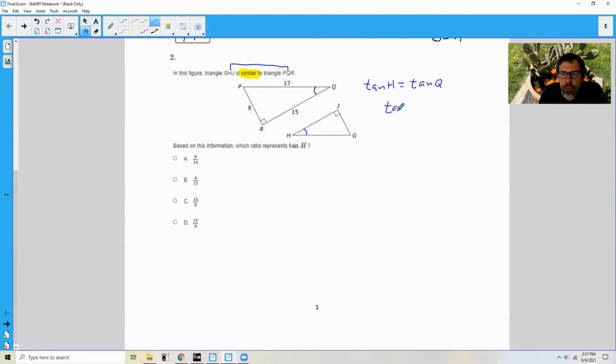The tangent of q is opposite over adjacent. So the tan of q is opposite 8. This is opposite, this is adjacent, and this is the hypotenuse. So I need opposite over adjacent. That's 8 over 15, and 8 over 15 is choice A. And that's page 1.